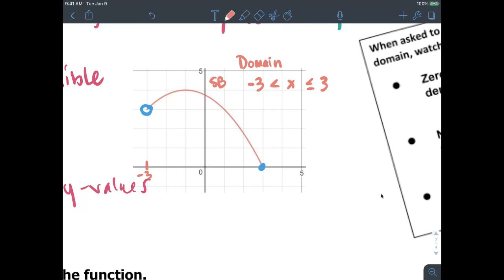In interval notation, we start with -3, 3. Can x equal -3? No, we use a parenthesis. Can x equal 3? Yes, we use a bracket, okay? So this bracket corresponds with that sign, and this bracket corresponds with that sign, okay?